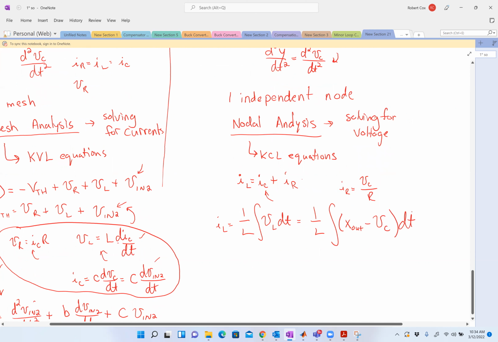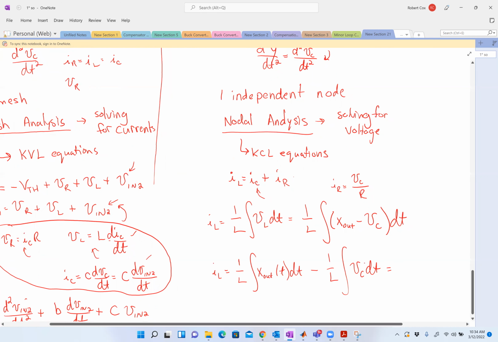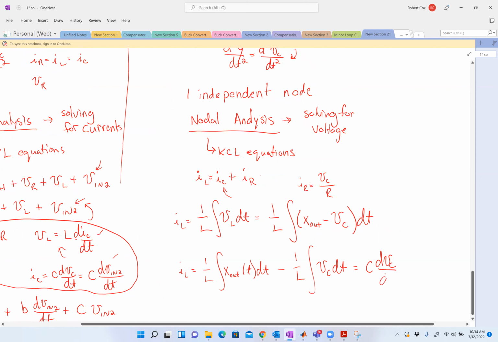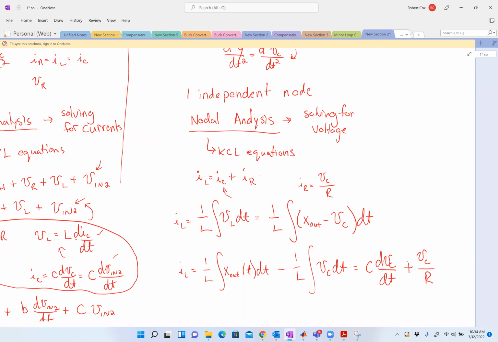Now again, if I look at that, that's not something that is differential, it's integral. So what that means is when I write this in my equation, I'm going to have I sub L equals 1 over L integral X out of t dt minus 1 over L integral V sub C dt equals I sub C equals C dV_C/dt plus I sub R, which is V sub C over R. Now you should know that my next step is to take the derivative of both sides, right? If I take the derivative of an integral, the integral sign goes away. If I take the derivative of a derivative, it becomes a second derivative. That's the straightforwardness of this approach.